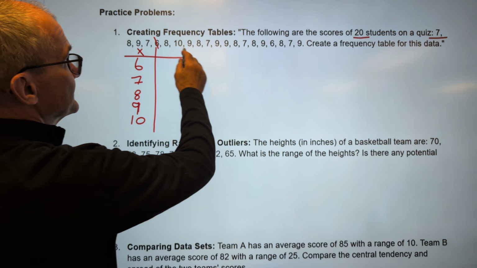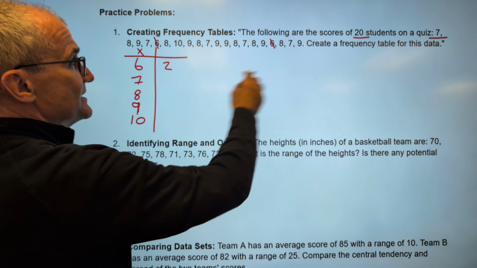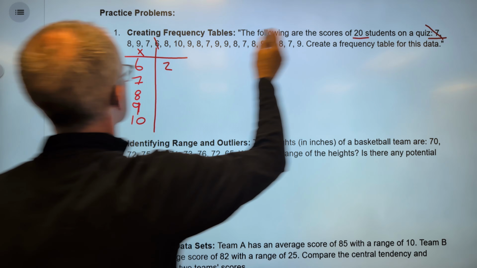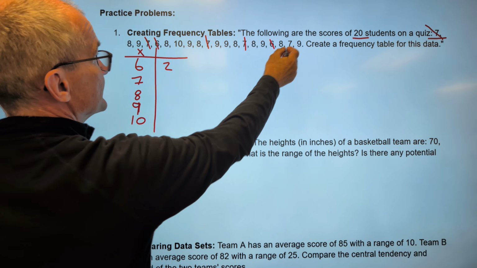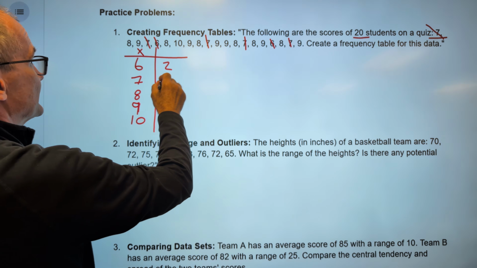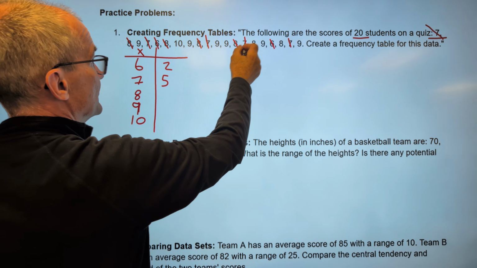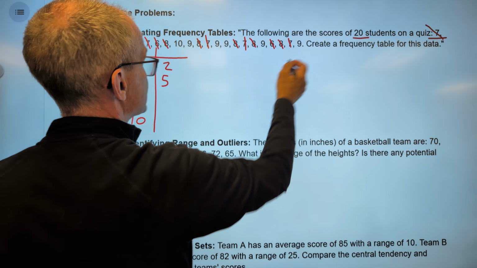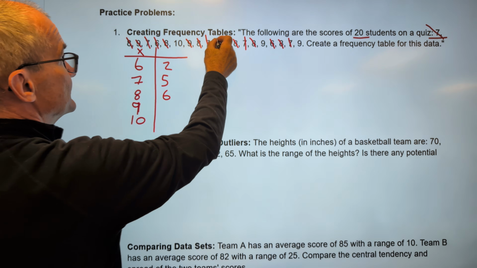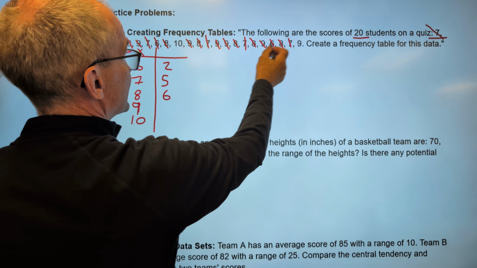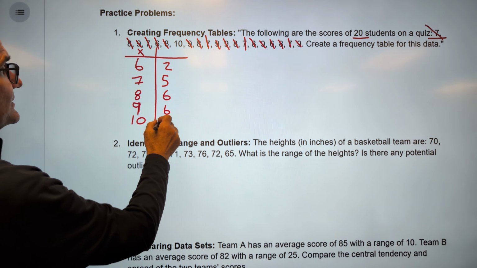1, 2. Then I'm going to count 7s. There's one up here. 1, 2, 3, 4, 5. Then I count 8s. 1, 2, 3, 4, 5, 6. Count 9s. 1, 2, 3, 4, 5, 6. Then I count 10s, and there's only 1 10.